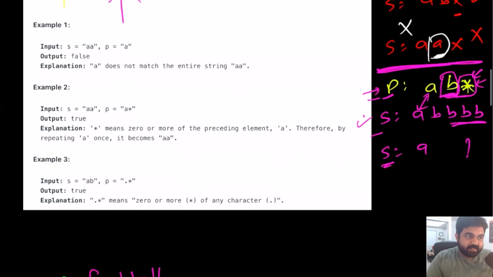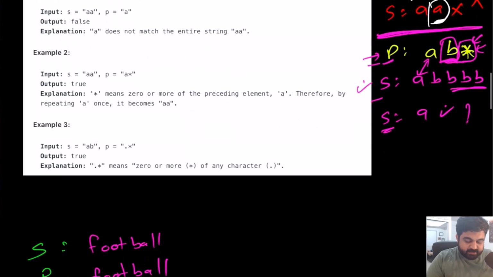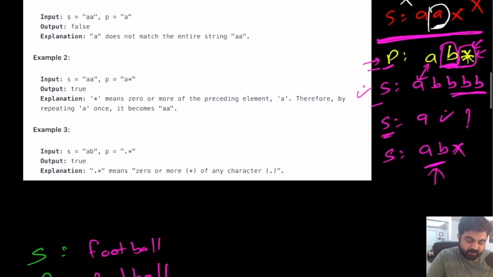Which means that our given S is actually matching. And since both of these are matching, now let's try to take one more example. Suppose our given S is like A, B, X. Is this matching? No, this is not matching. Why is this not matching? Because this AB portion is matching, that is good. But we do not have an X over here, and that is why this is not a match.